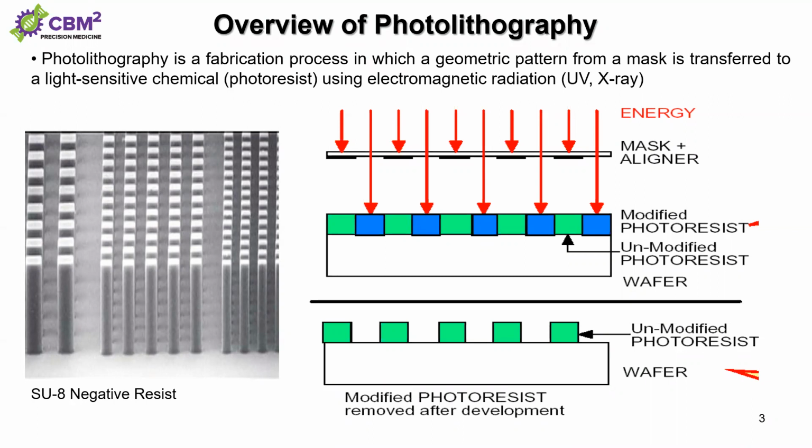Partially, where the light is exposed will be modified in the photoresist layer. Normally after this step, we remove either the modified or the unmodified area of the photoresist layer, depending on the type of resist, and then we will have these patterns.